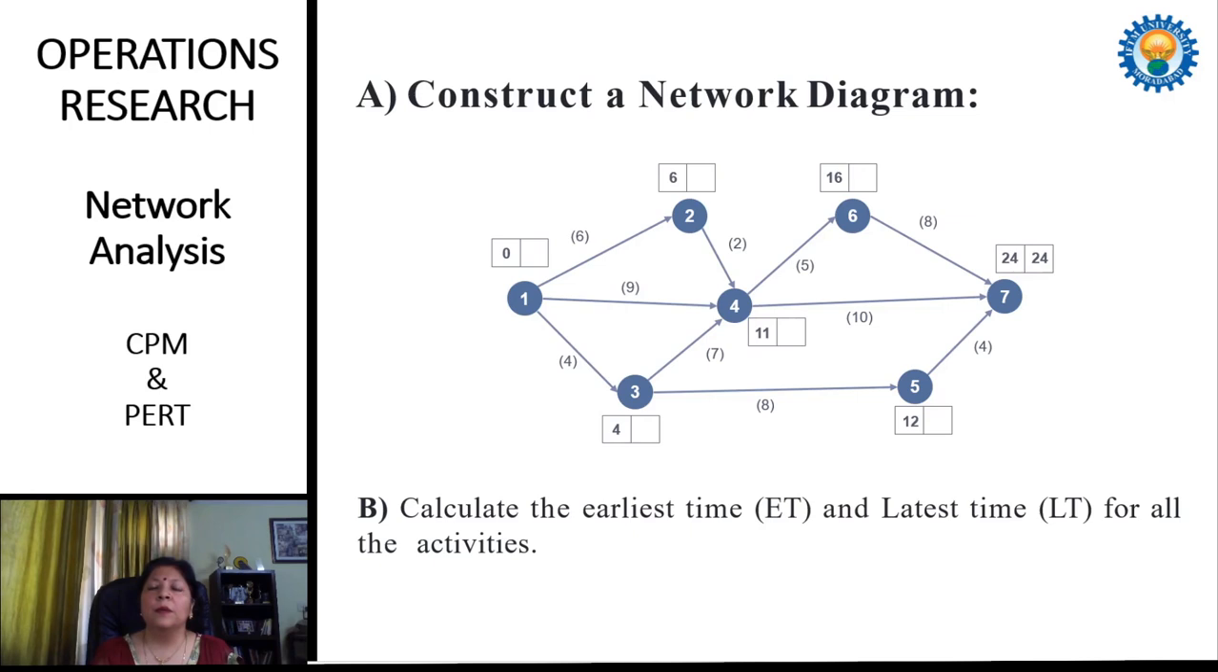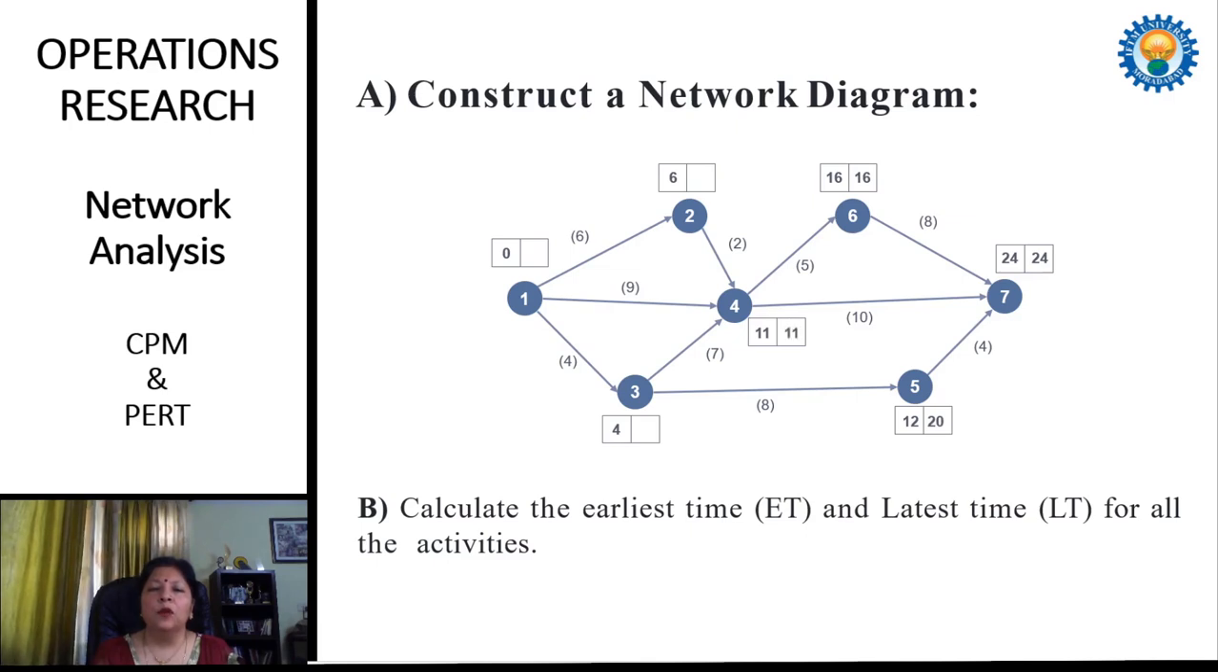So now the movement is 7 to 6, then 5, 4, 3 like this. And for that we subtract the duration of these activities. When we move from 7 to 6, the duration of that activity is 8. So 24 minus 8 becomes 16 on event 6. And now when we come to event 5, 24 minus 4 becomes 20.